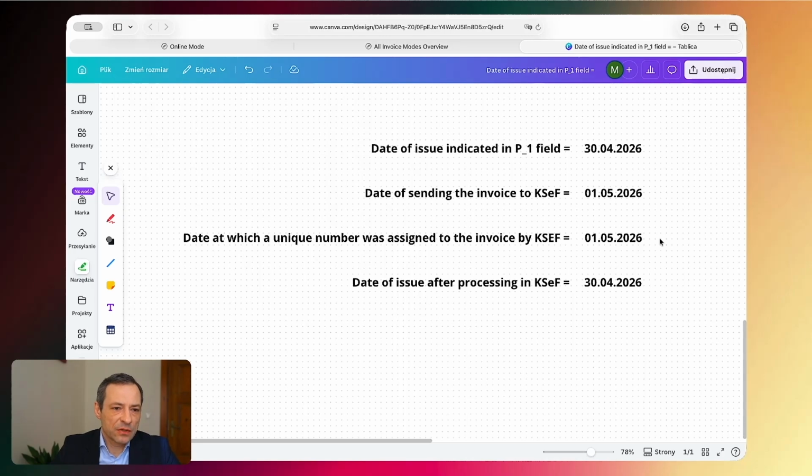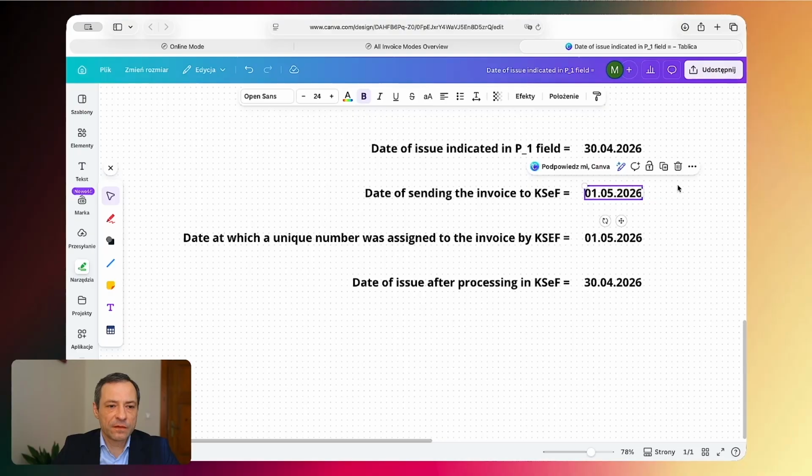The Polish Ministry of Finance explains in the manual that also in case, for example, the invoice would be sent to the Polish National Electronic Invoicing System first on, for example, 7th of May 2026, but the date of issue indicated in the P1 field still would be the 30th of April 2026, then such invoice would still be deemed as issued on the 30th of April 2026.